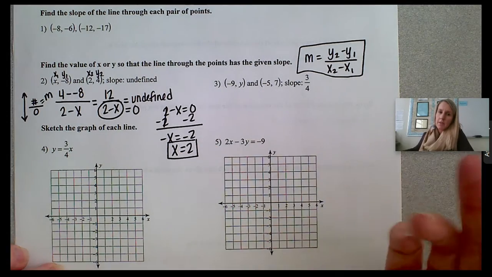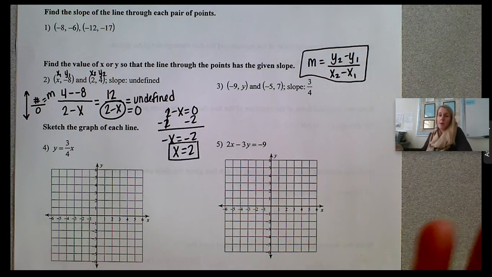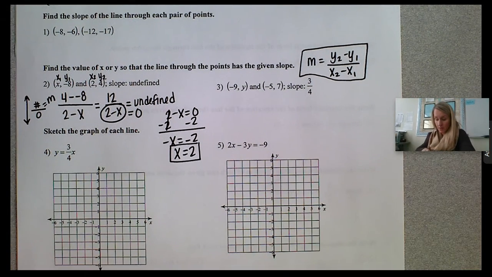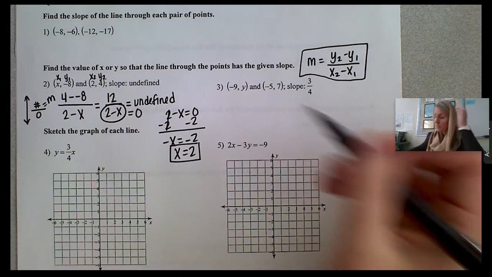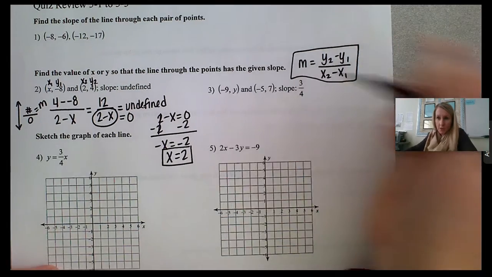That one's a little tricky in the fact that you just set it equal to undefined, and you might not know what to do from there. In that case, if something's undefined, the denominator is 0, so just as a heads up. I'm going to set out the other one with you just to show you what to do, because that one has an actual slope.